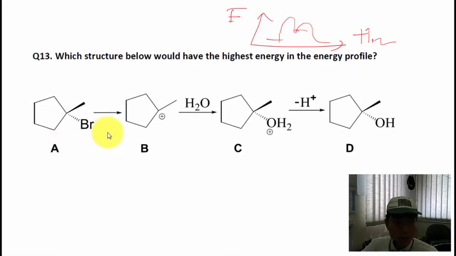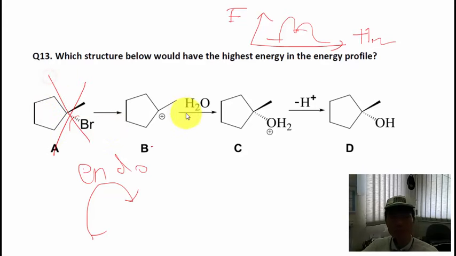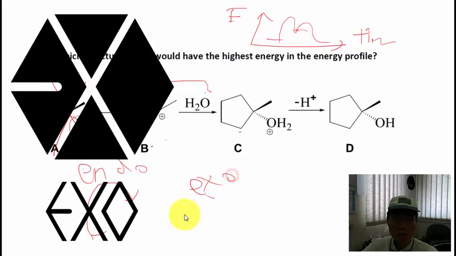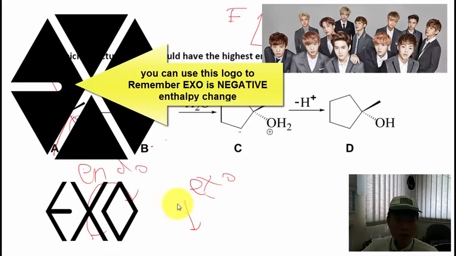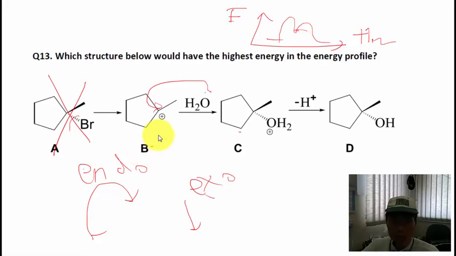Now from A to B, what happens merely is bond breaking. So I just cut this bond. Bond breaking is endothermic. We know it's endo. Endo means what? It gains energy. So B has higher energy than A. B to C is bond forming. A lone pair donates electrons to the C+, you form a bond. Bond forming is exo, means exothermic, means you are giving out energy. So that means B has more energy than C, right? So I don't want C.